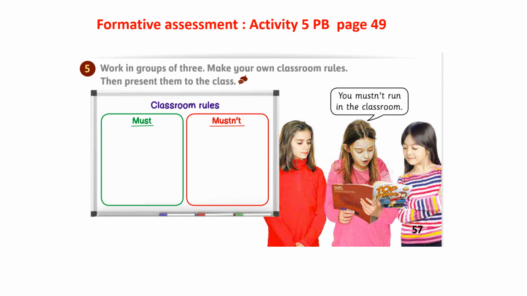Working in groups, you can do it as homework. You can write sentences using the defective verbs must and mustn't. For example, we must respect our teacher. We must listen to the teacher all the time. About mustn't, you can say, we mustn't speak in the classroom. We mustn't run in the classroom. We mustn't eat or drink in the classroom, and so on. You can do it as homework.